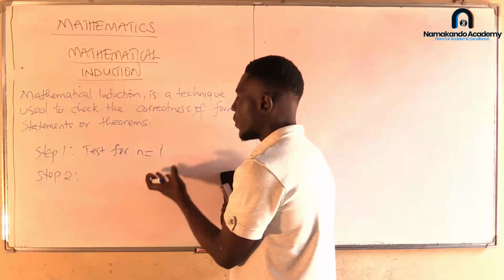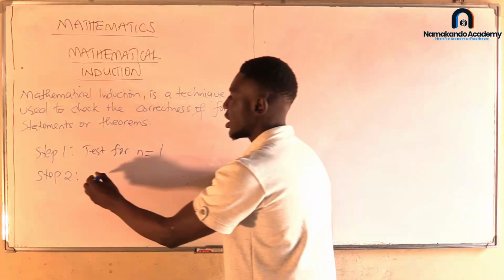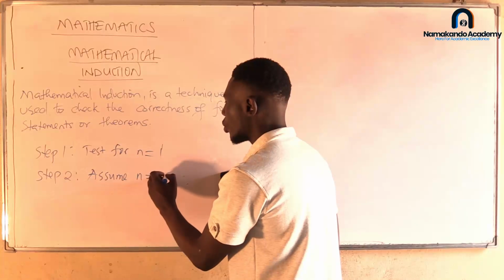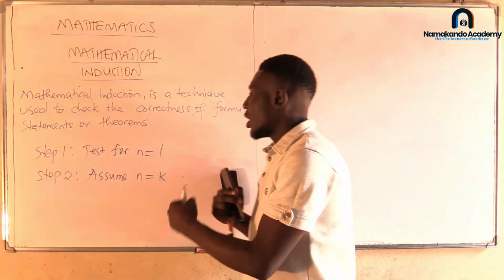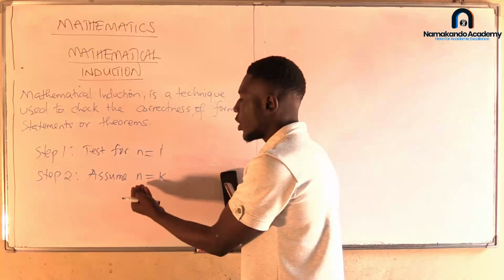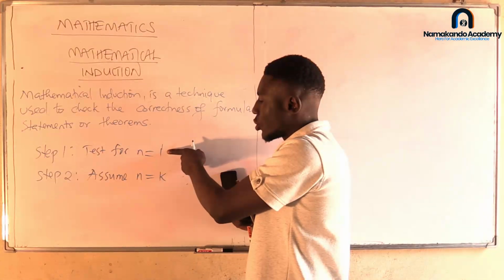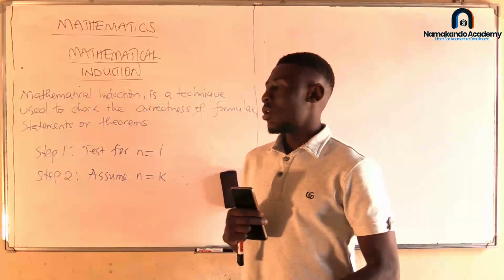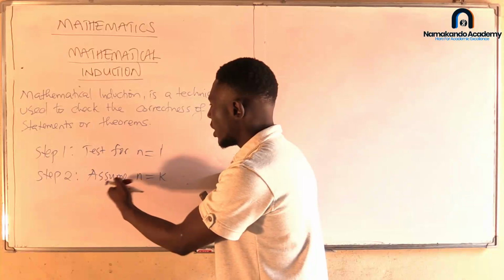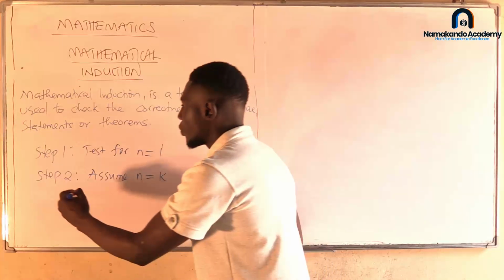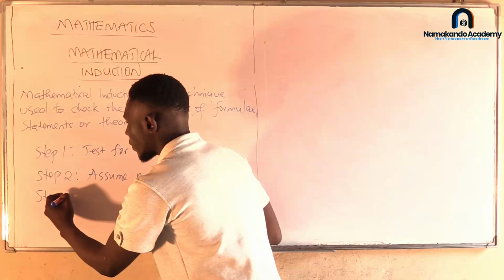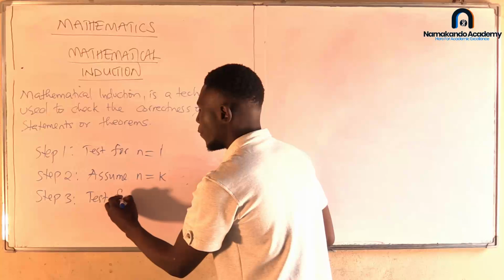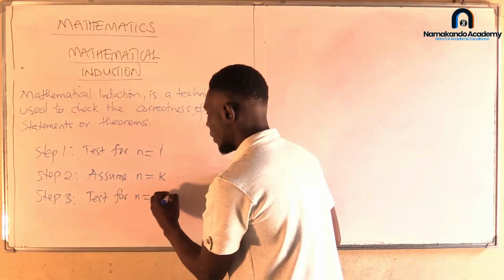So step 2, based on our findings in step 1, here it's an assumption we have. The assumption is that the mathematical statement is also correct for n equals k. If this is true, it also means that n will be equal to k. This is an assumption. All right. Then after you've made an assumption that n equals k, you proceed to the third case. Under the third case, you test for n equals k plus 1.